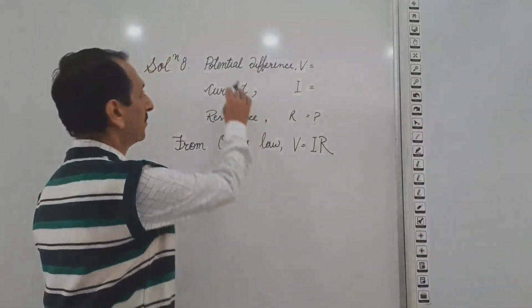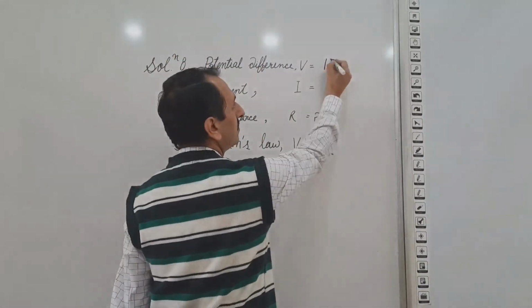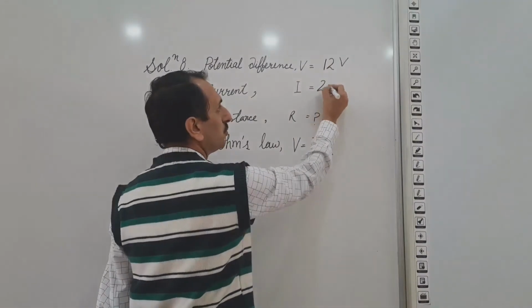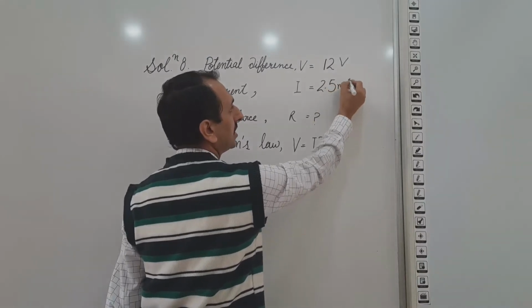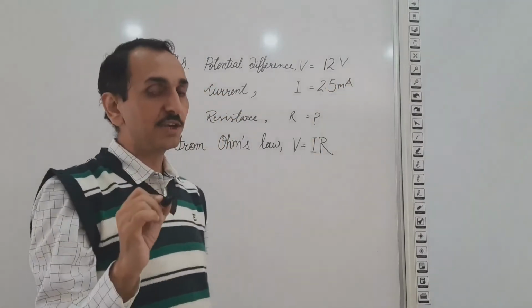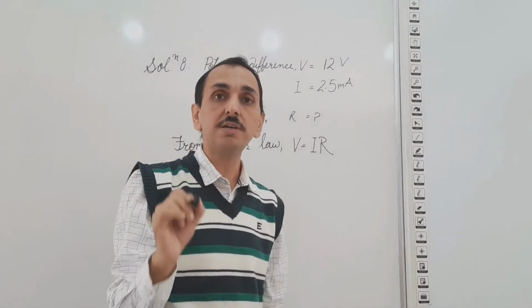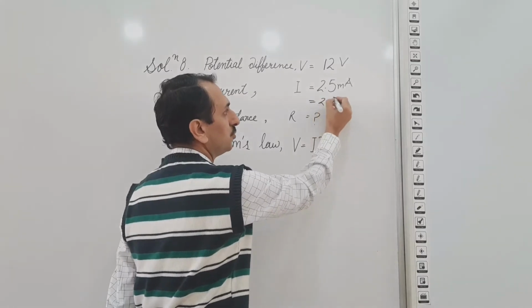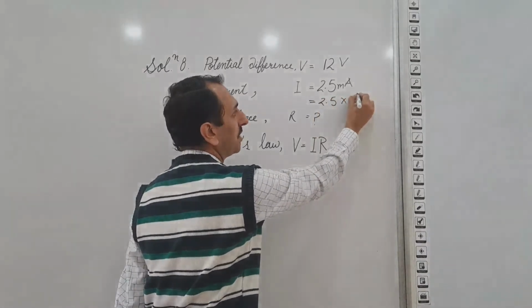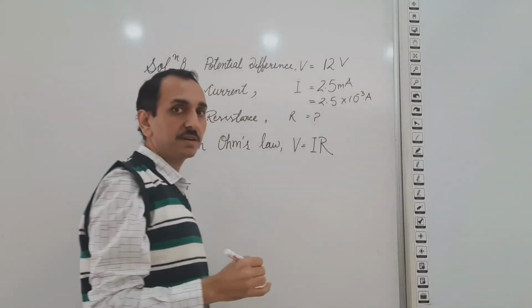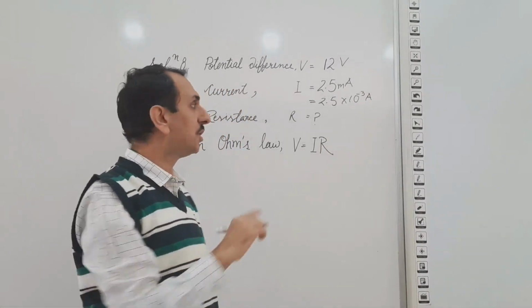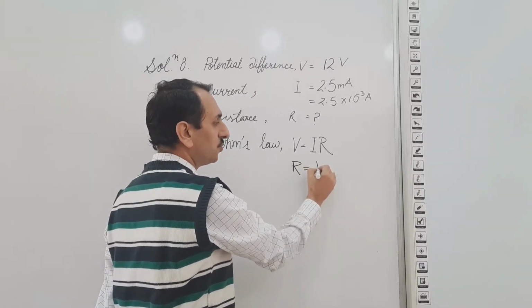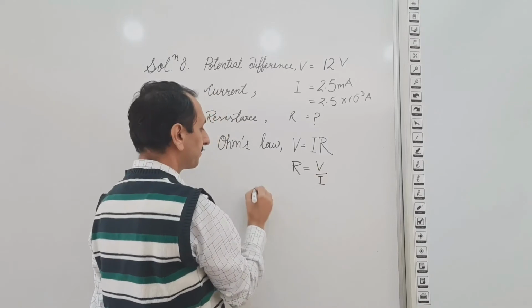According to the question, potential difference is 12 volt and current is 2.5 milliampere. As we know, SI unit of current is ampere. We have to convert milliampere into ampere: 2.5 into 10 raised to power minus 3 ampere. As we know from Ohm's law, V equal to IR, so we can calculate R, resistance. R is equal to V upon I.